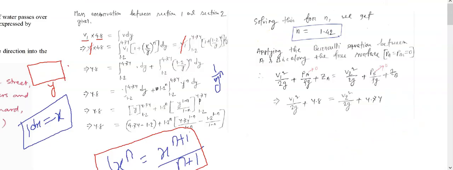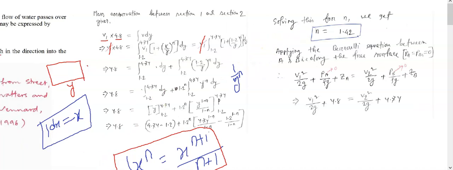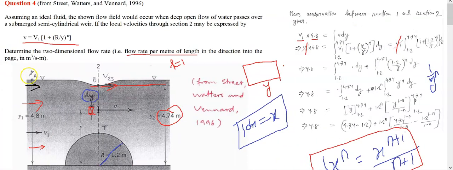Now if we solve this, we will get n equal to 1.2. So we solved this and we got this constant n equal to 1.42. Maybe you can ask me why I calculated this value, and I will definitely answer this question later. So let's use the Bernoulli principle now along with points A and B.